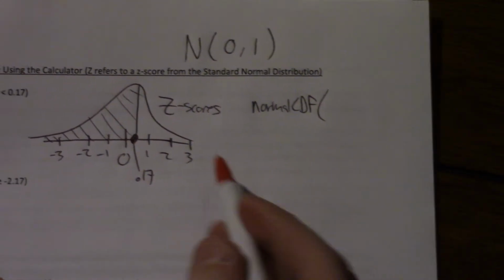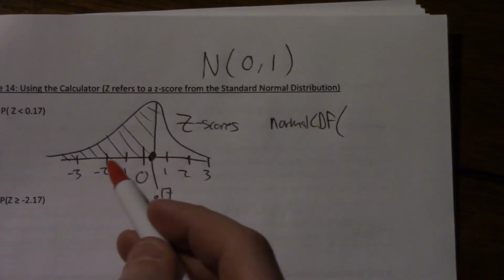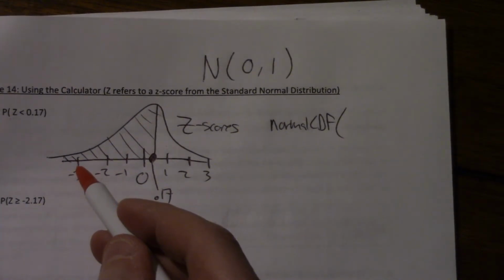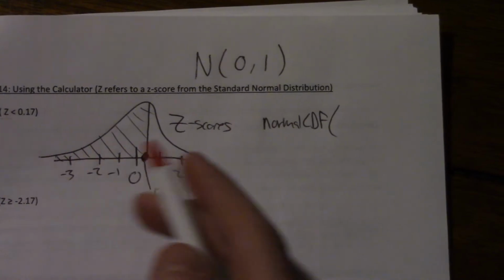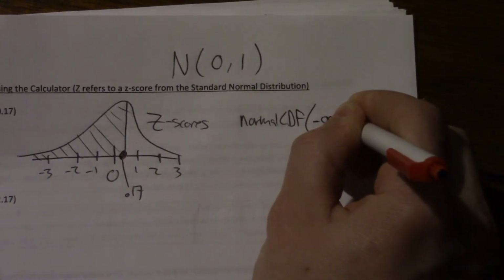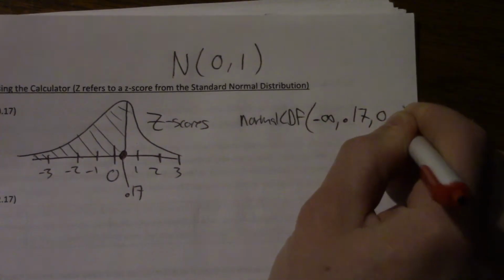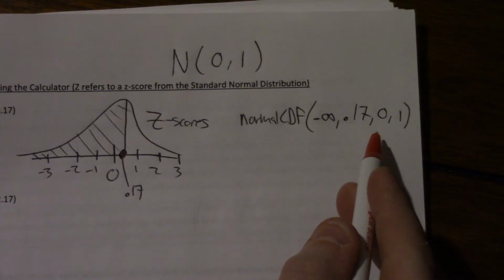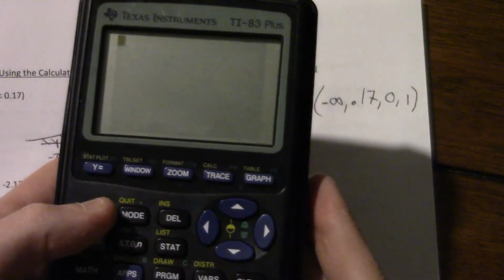Okay. So again, sometimes this is tricky at first. Where does this region start? It does not start at -3 because this normal curve goes forever. So we're starting at -infinity. We are ending at 0.17. We have a mean of 0 and a standard deviation of 1. Okay. So let's see what that looks like.